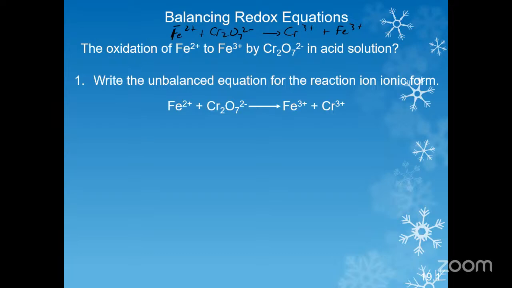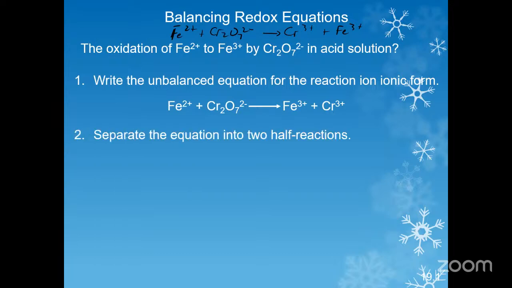Okay, sorry about that. All right, so that's the unbalanced equation. Now, in some instances, you may be given a description of the reaction in words, in which case you have to figure out what the unbalanced equation would be, what would be the reactants and what would be the products. So that's the first step.